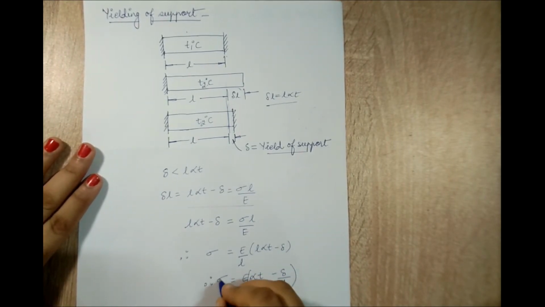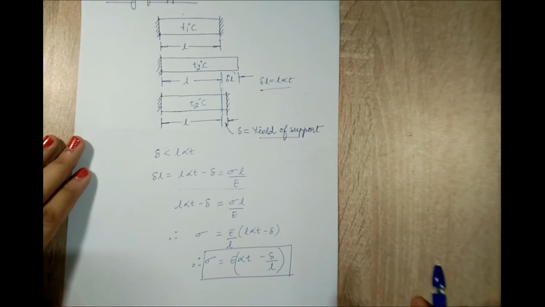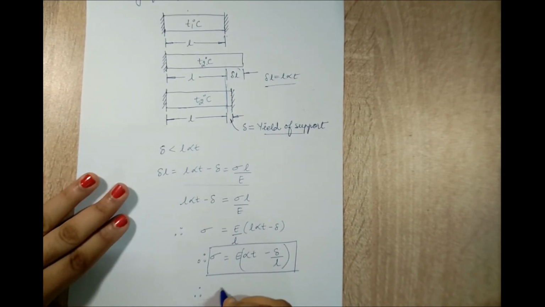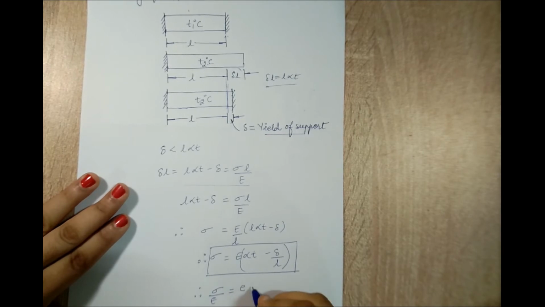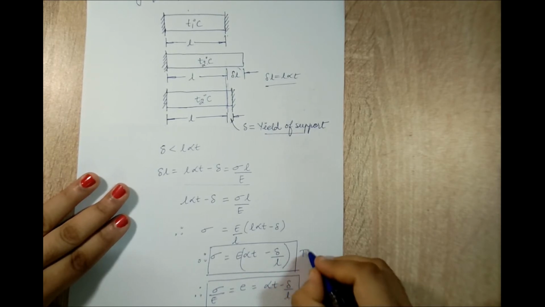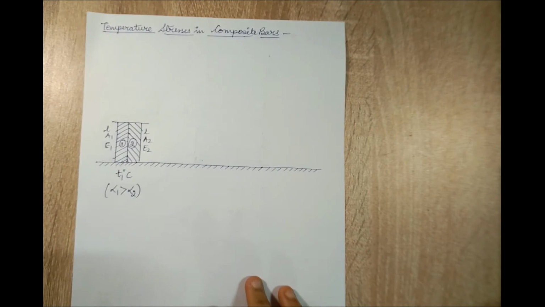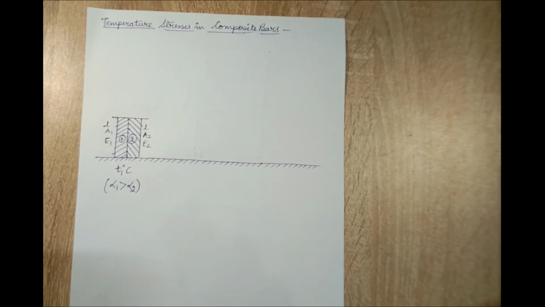So this is the equation for temperature stress in case of a prevented expansion which leads to a small yield of support. If I have to calculate strain, it will be sigma upon capital E, which is small e, which will be alpha T minus del by L. So this is the formula for temperature strain, and this is the formula for temperature stress. So this is all about temperature stress and strain in a simple bar. You will have to note that when there is free expansion, there is no term of temperature stress and strain. I started discussing it when I went to prevented expansion and to yielding of support.